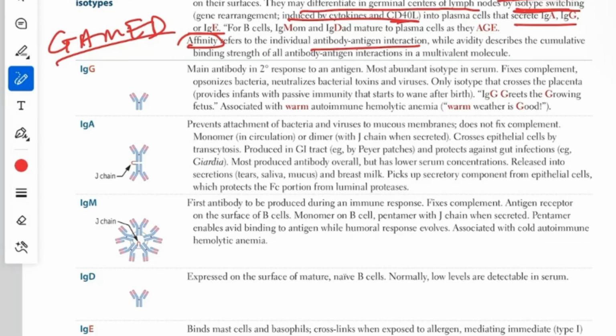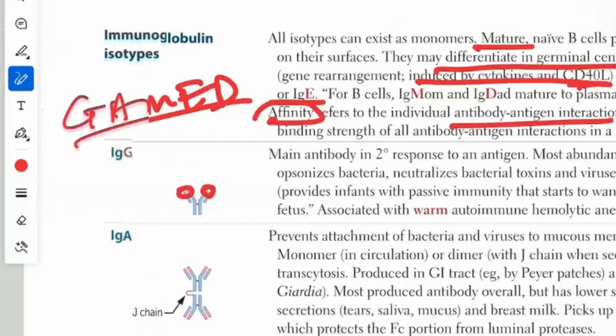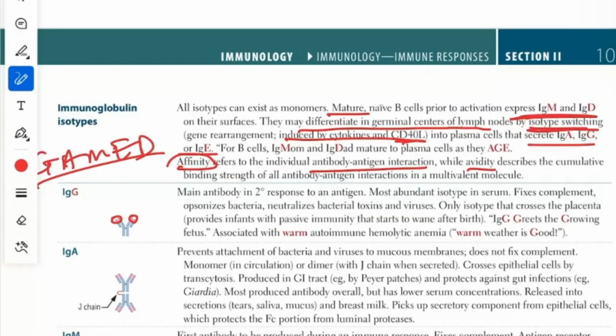And then when we talk of avidity, it's talking of the cumulative binding strength of an antibody. So if you look at this antibody, it just has 2 arms. The cumulative binding strength will be of all the sites if you have a multivalent molecule. The IgG has only 2 arms. So avidity, the cumulative binding strength, will be 2.